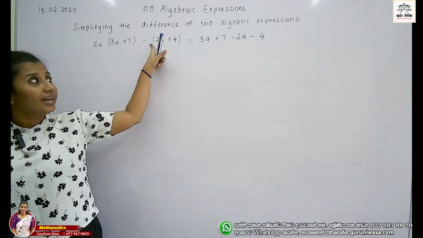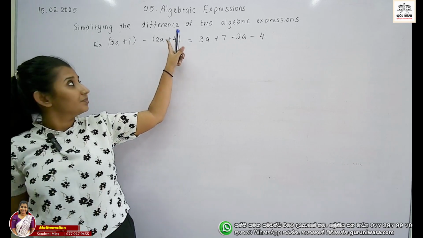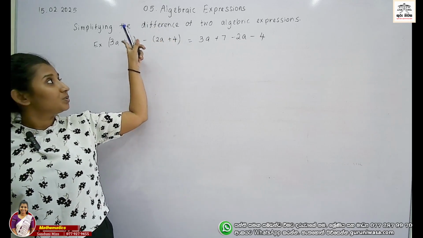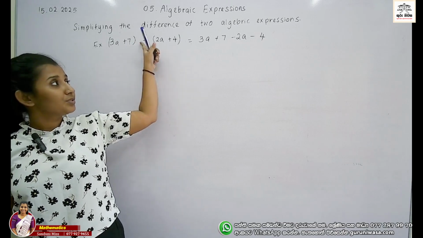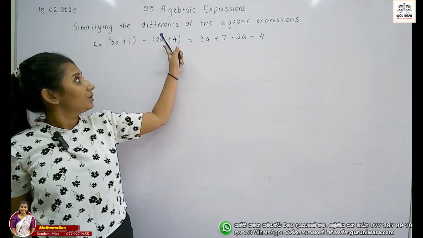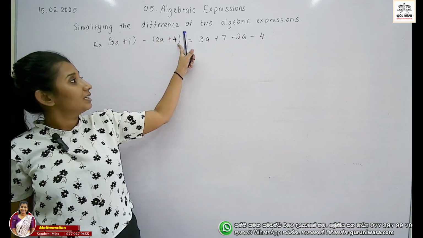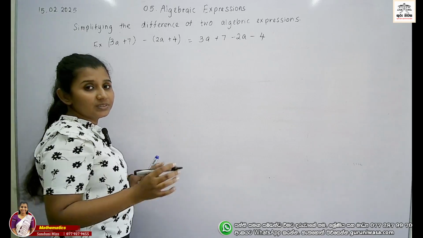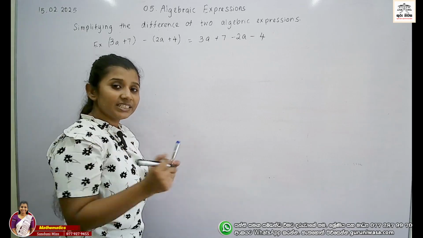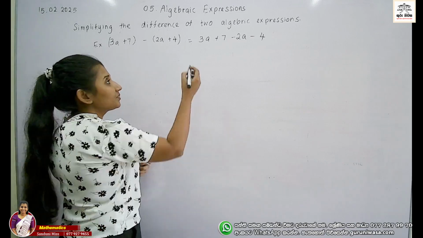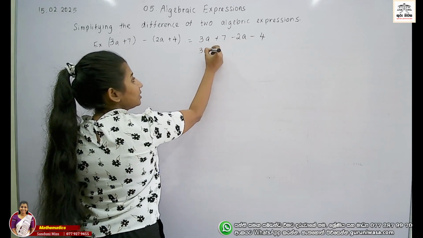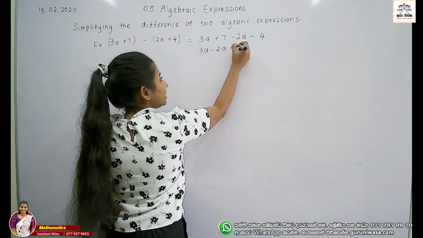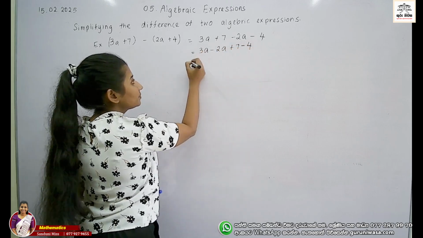You are going to subtract each term. You have to subtract 2a from this and 4 also from this one. So when you open the bracket, minus 2a minus 4. Okay. Right. Now we'll simplify. How do we simplify? The same procedure. We take the like terms together. So what do you have? 3a minus 2a plus 7 minus 4.